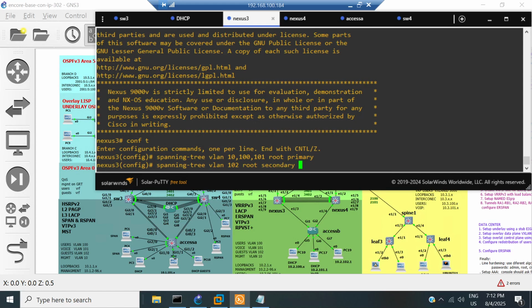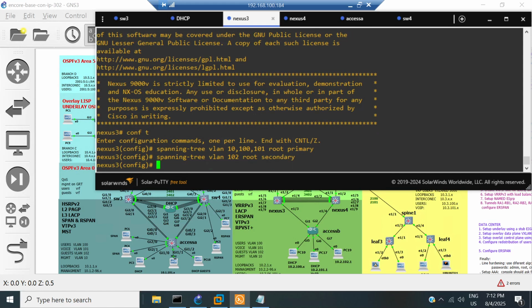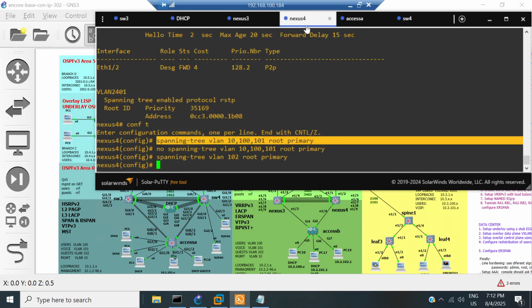I am doing this so I am sure that my distribution switches will always be the root. I don't want my access switch under any circumstance to ever become the root switch, so I am setting up root primary and root secondary.